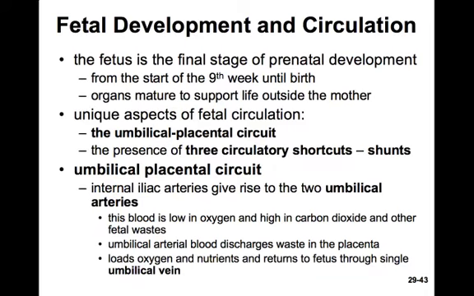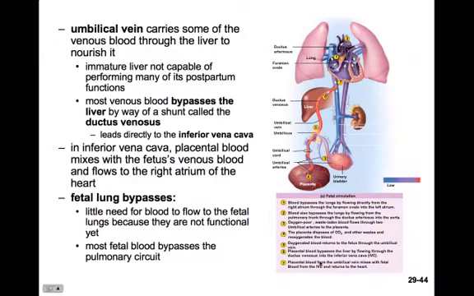the fetus through a single umbilical vein. Again, this is one of those cases where the arteries and the veins are sort of reversed in their normal means of carrying oxygenated blood. The umbilical vein is carrying more oxygenated blood, which has been picked up at the placenta, whereas the blood in the umbilical arteries is much less saturated by oxygen. The umbilical vein will carry some of the venous blood through the liver to nourish it.